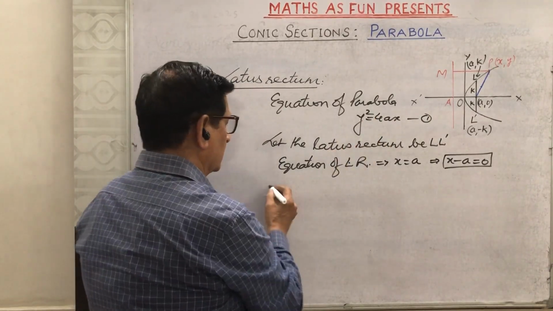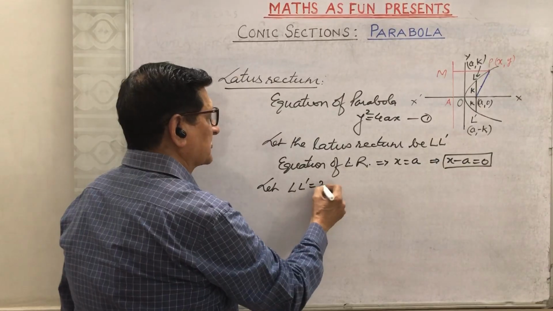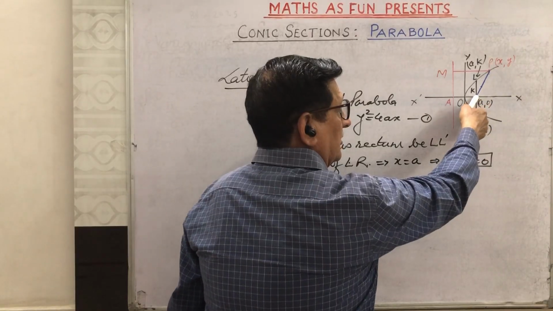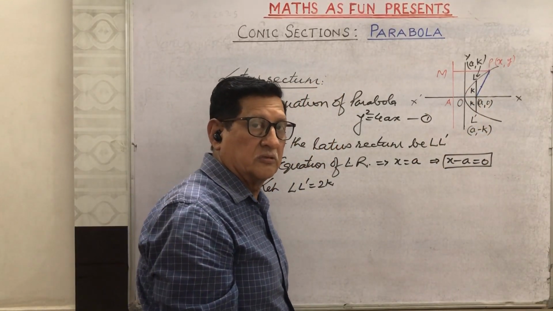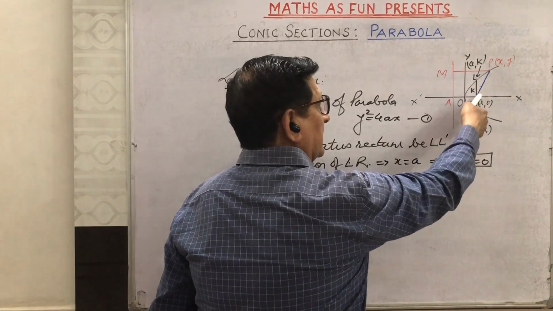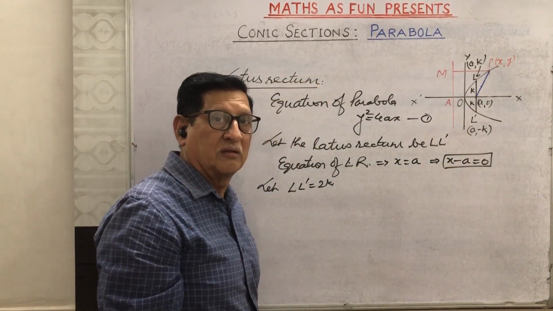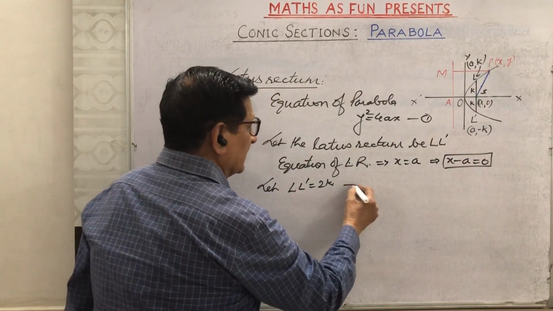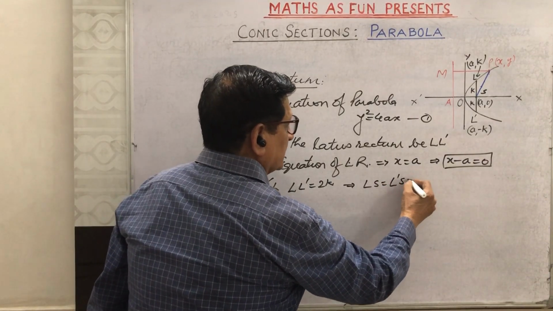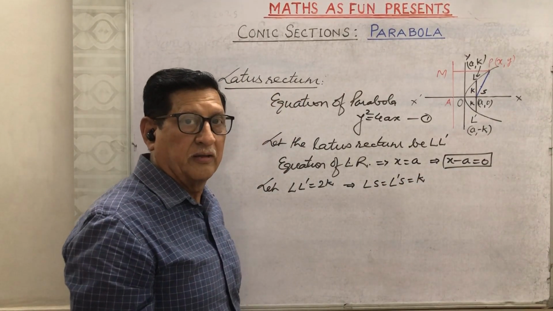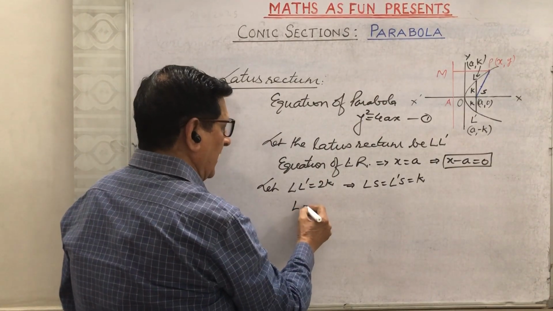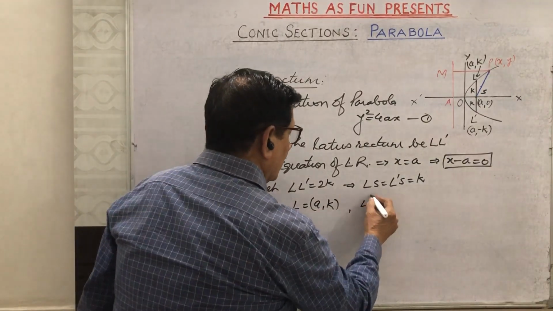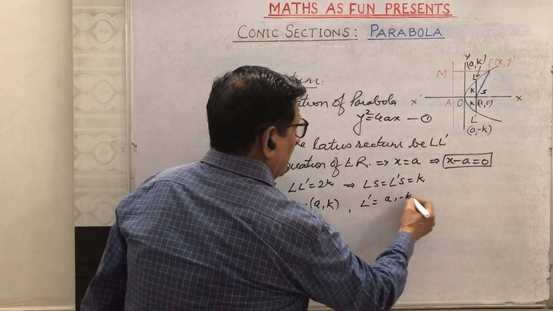Now to find out the length, let L dash be 2k. Since it is a double ordinate, the focus bisects it. So the upper part is k and the lower part is also k. If the focus is S, then LS equals L dash S equals k. It means the coordinates of L will be a comma k and L dash will be a comma minus k.